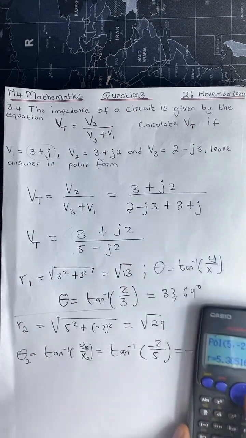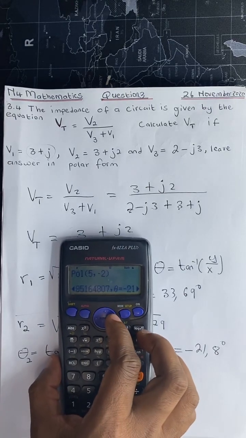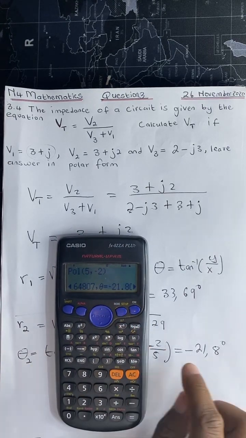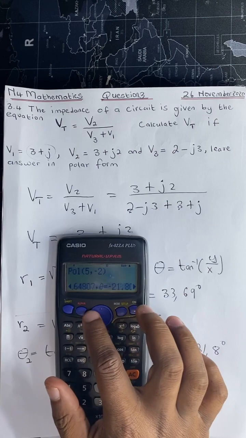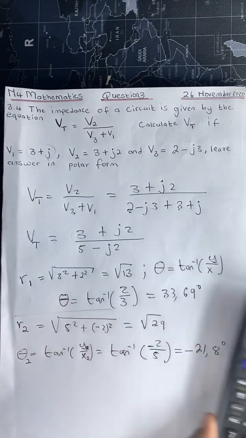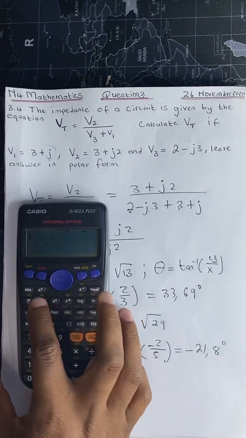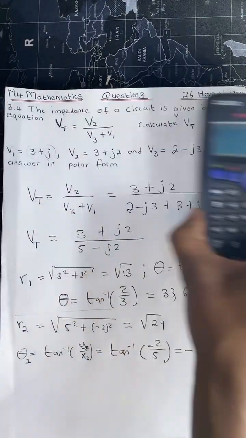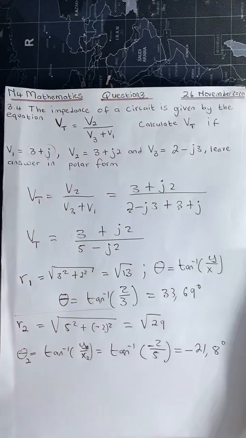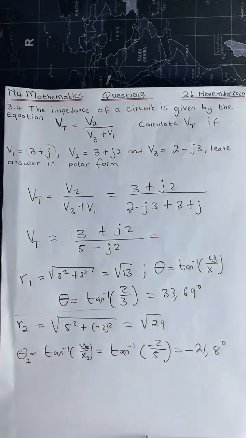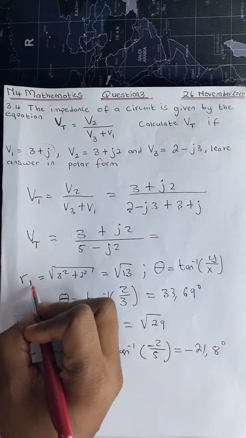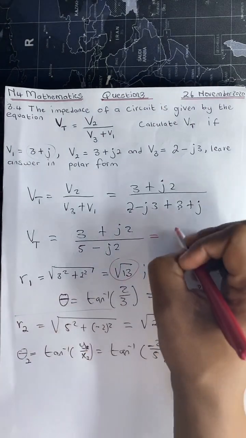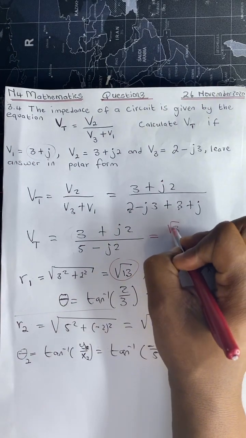So we have 5.385 and negative 21.8. So the square root of 29 should be equal to 5.385. Okay, so we didn't make any mistakes. So from here, the R1 we got as the square root of 13.